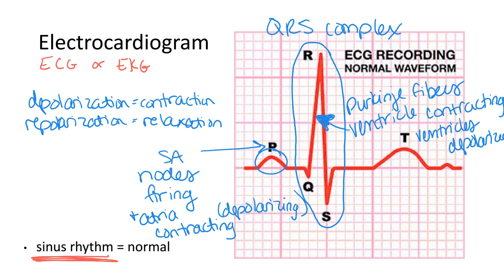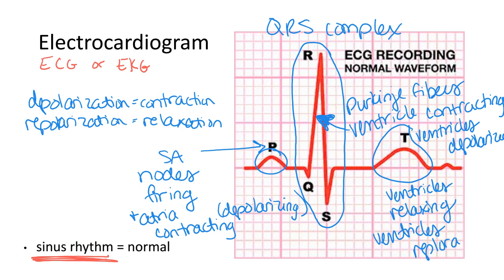And then the final part that we have here is this small portion, the T wave. The T wave looks a lot like the P wave. What's happening in that T wave is that the ventricles are relaxing. Since they're relaxing, those ventricles are also repolarizing during that T wave.